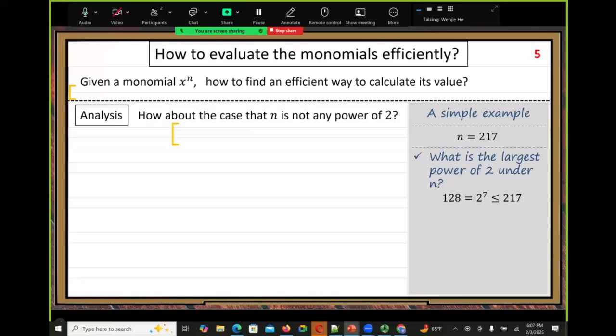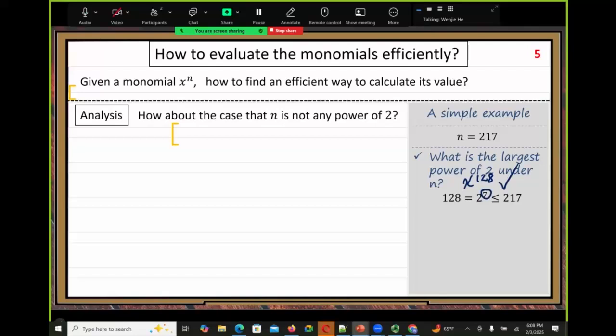In order to calculate x to the 128, how many multiplications do you need? 2 to the 7, how many? 7, right? Because you just use that exponent number, 7. So 7 multiplications.